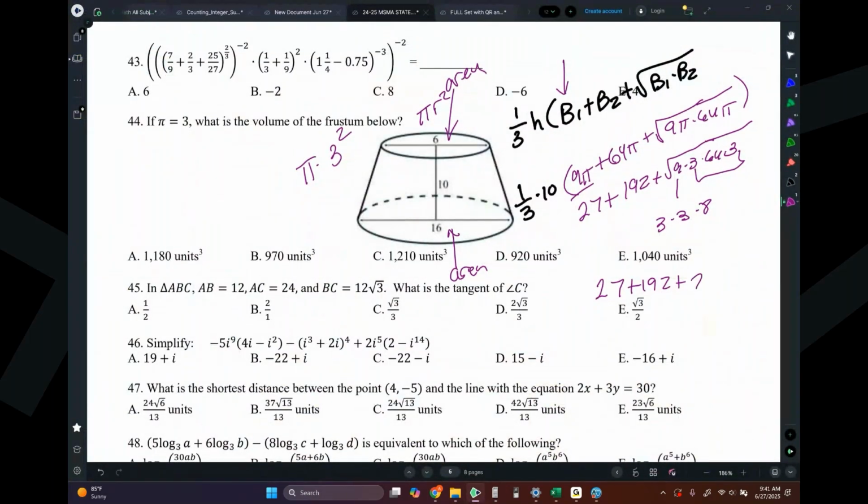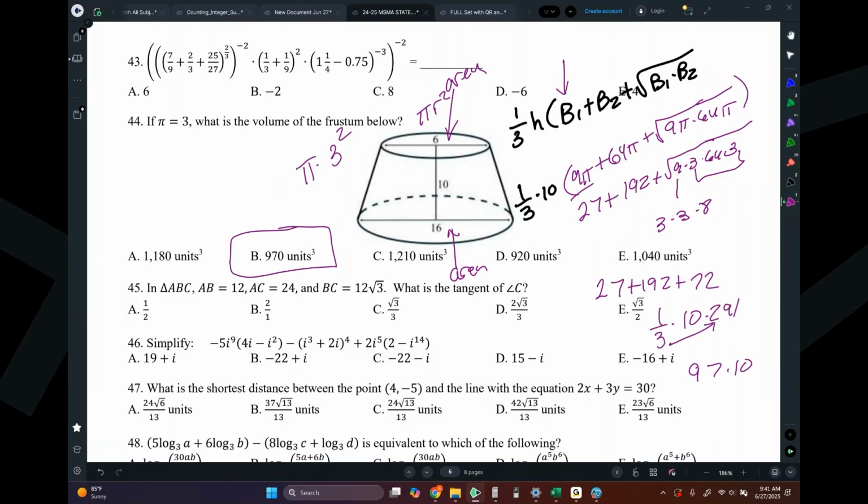72. All right, add those together. So that's 264, 291. All right, so we get 1/3 times 10 times 291. I'm going to guess that this is a multiple of 3. It is, right? 291 divided by 3 is 97. So 97 times 10, so we get 970. Yay.